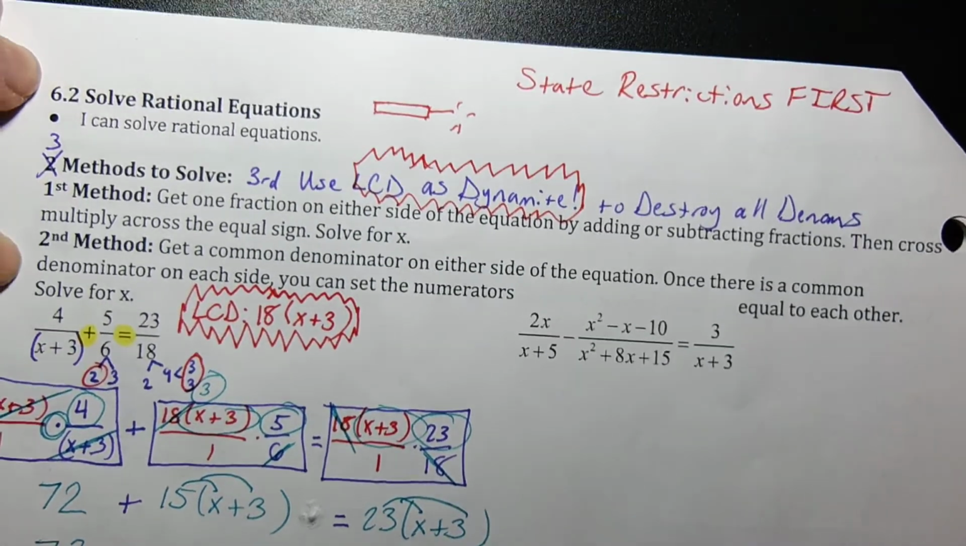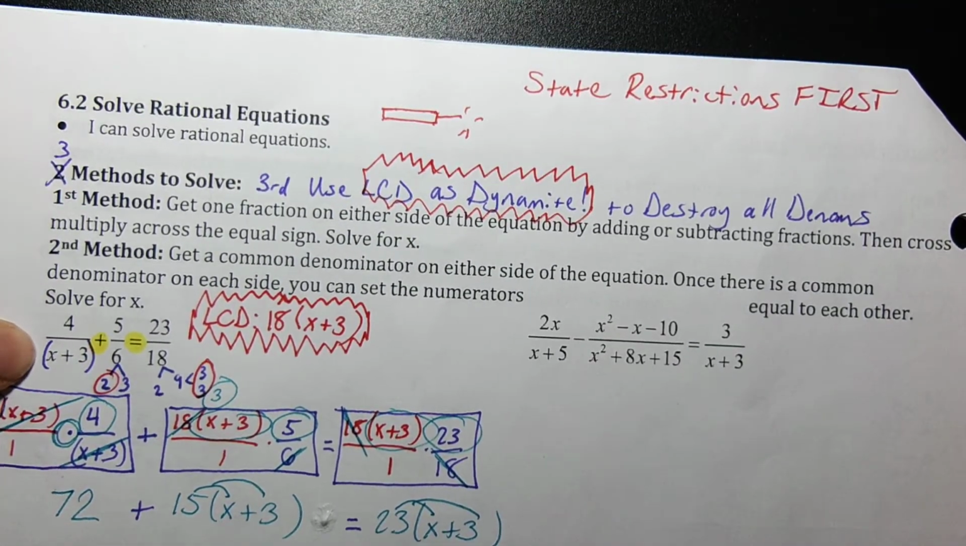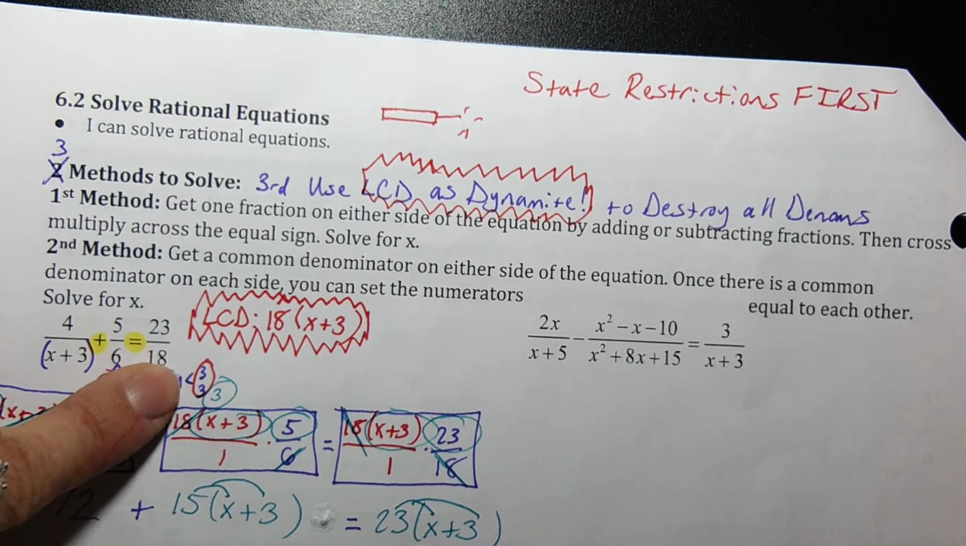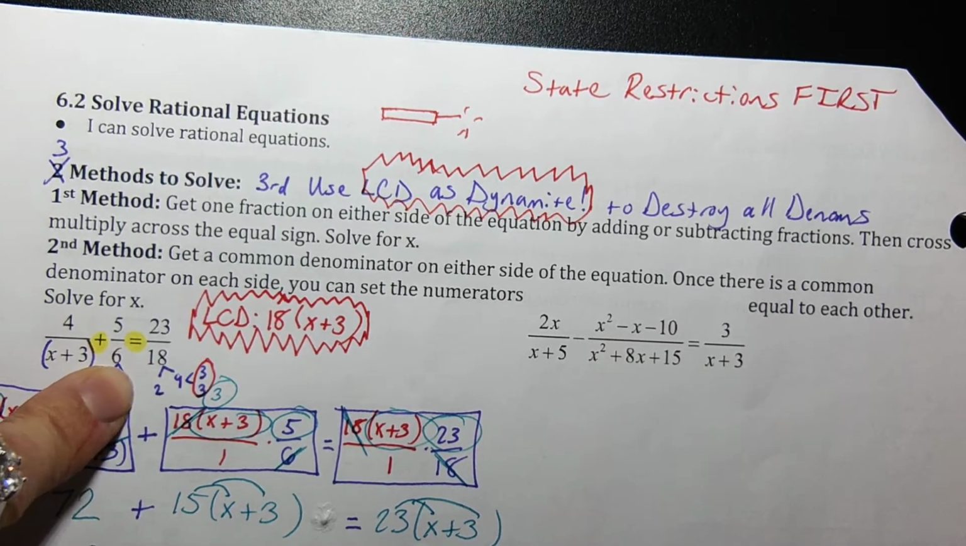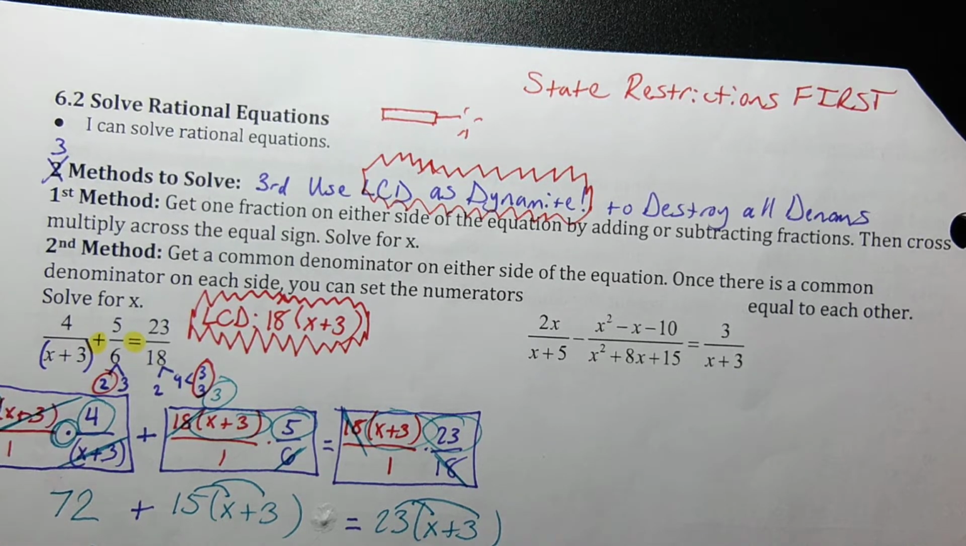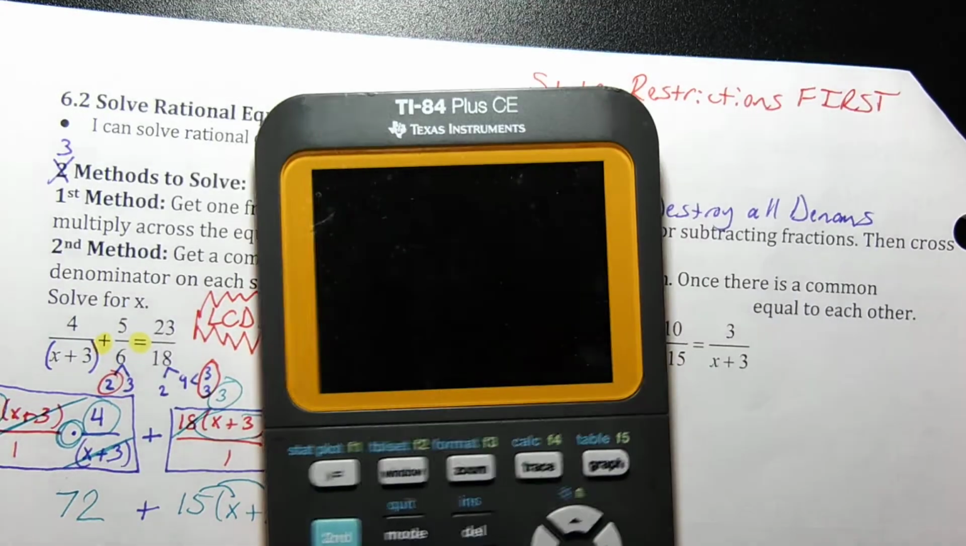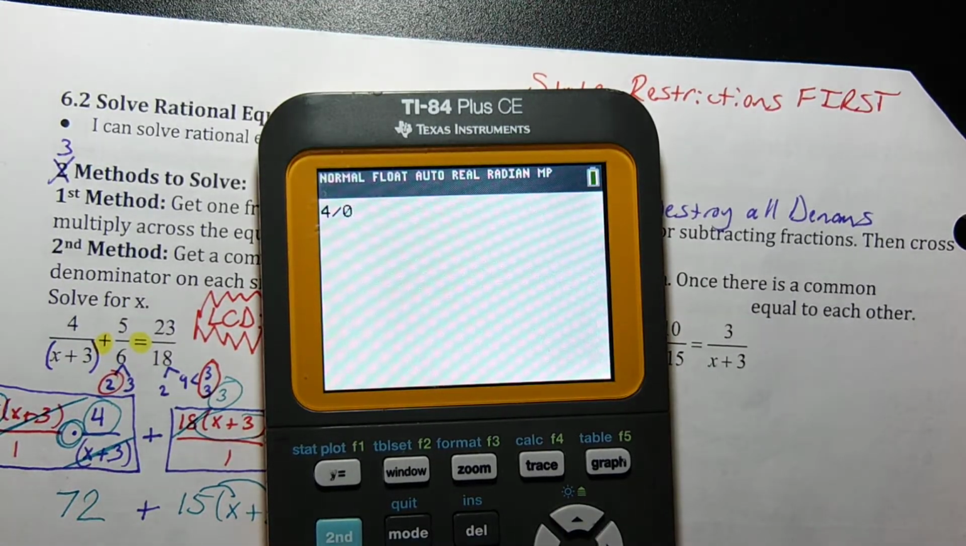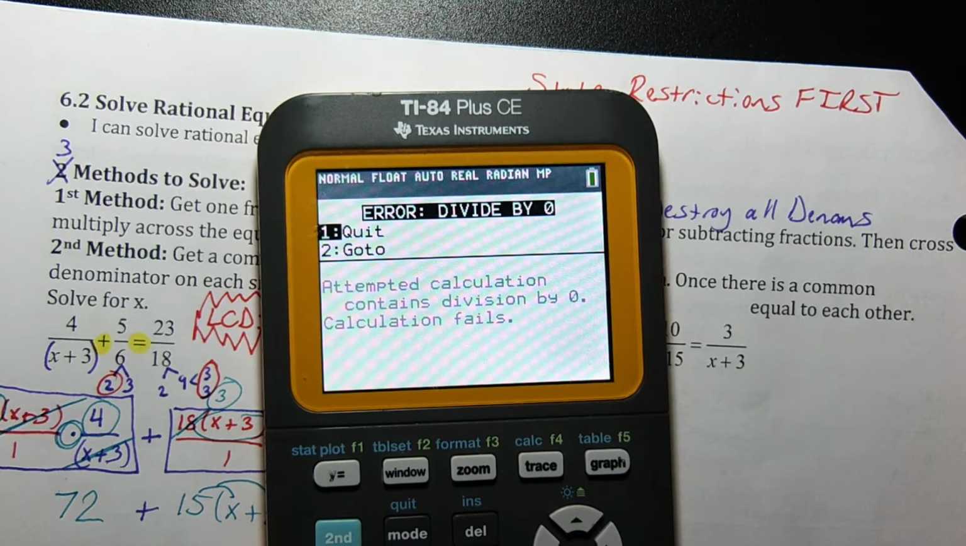So if I am looking at this original equation, I can divide by 18. I can divide by 6. What happens if I plug negative 3 in for x? What's negative 3 plus 3? 0. What's 4 divided by 0? We better turn to our calculators. 4 divided by 0 is error. You cannot divide by 0.